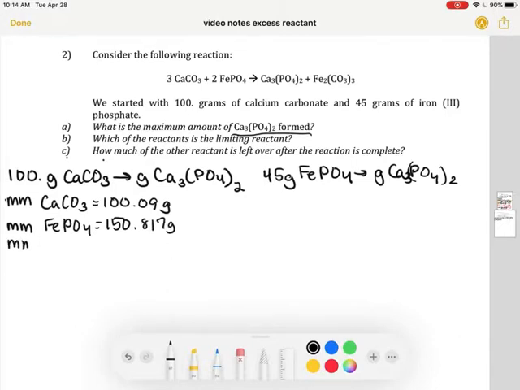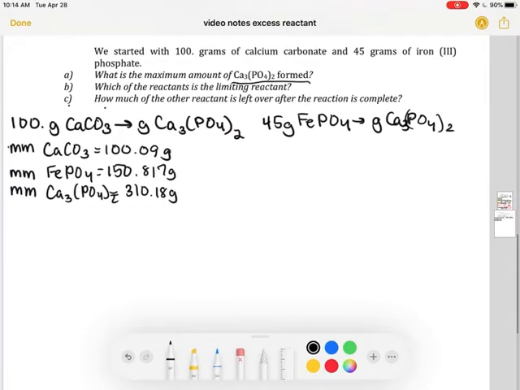And the molar mass of our product, which is calcium phosphate, Ca3(PO4)2, is 310.18 grams. Okay, so now that we have those, we can solve this limiting reactant problem.